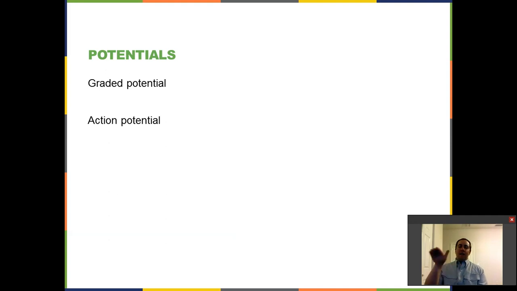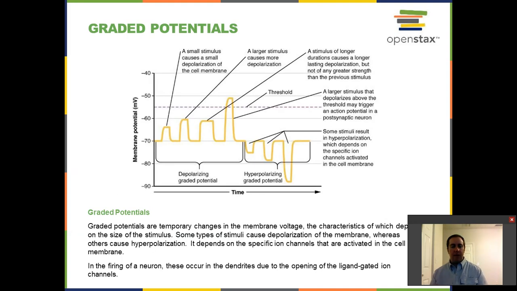Once we hit negative 50 and the floodgates open, we get what's called an action potential. This is an all or nothing event. We can't go up just a little bit. Every action potential is exactly the same as every other action potential. And we'll see that when we look at these diagrams here. So this is the graded potential.